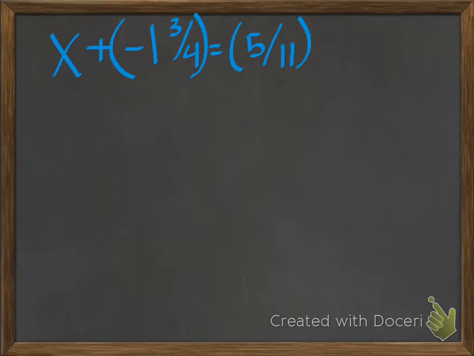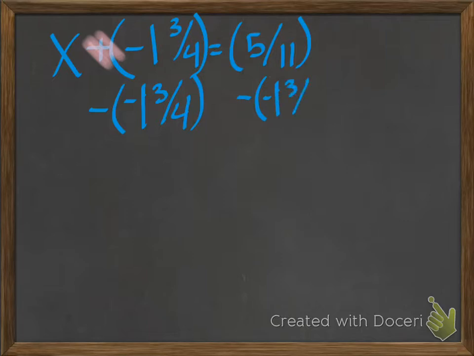Okay, so let's break it down. What's your symbol between the x and the number? Well, it's a plus sign. So what's the inverse operation of addition? Well, it's subtracting. So I'm going to subtract. Now, I'm subtracting a number. That number just happens to be negative. So I'm going to subtract negative 1 3/4 from both sides.